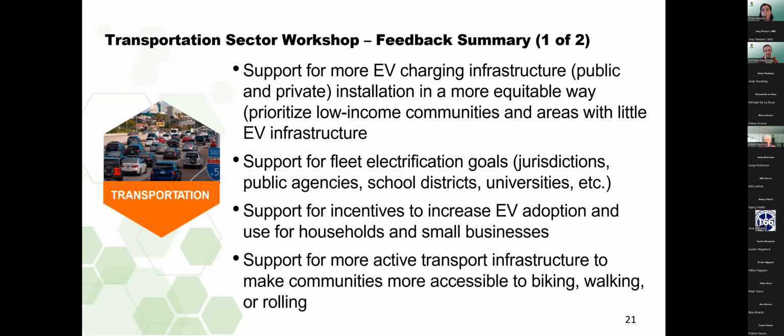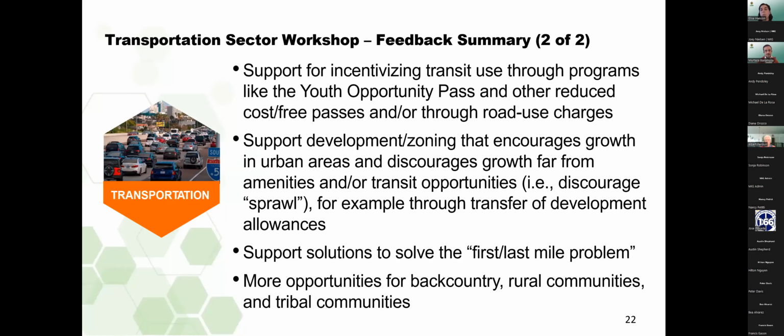Feedback from this workshop included the themes shown on this slide and the following slide. There was strong interest in discussing both the electric vehicle and the vehicle miles traveled portions of the presentation during this workshop. Overall, there was significant stated interest in rapidly and equitably decarbonizing the transportation sector in the region.